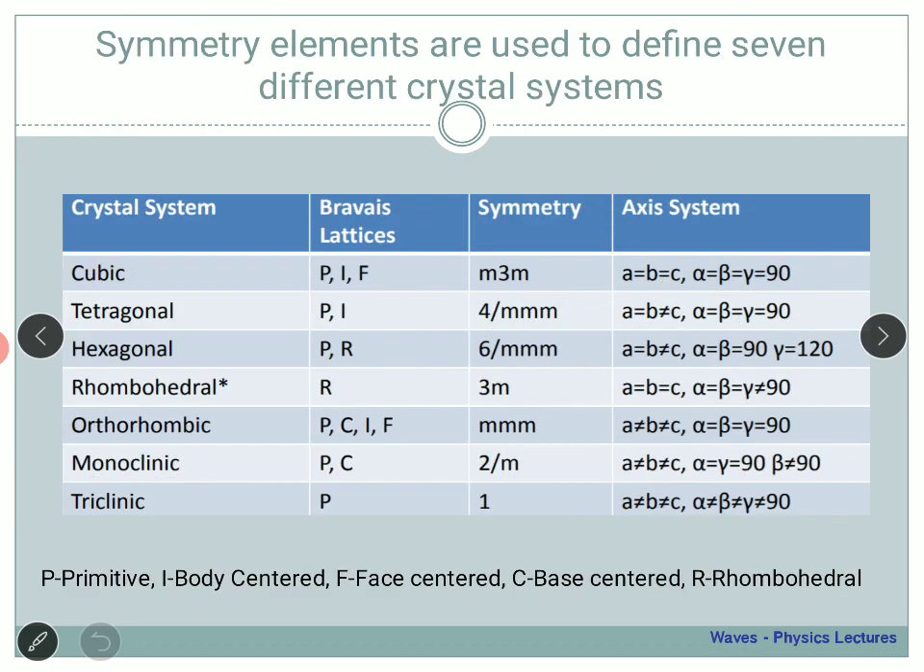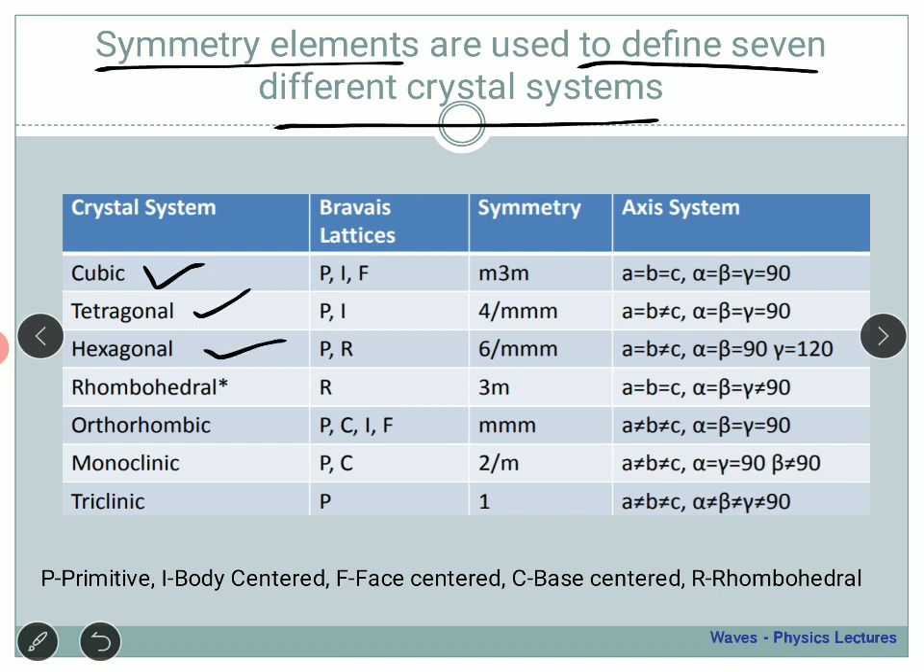So if you look into the symmetry elements, these are actually used to define 7 different crystal systems. I think you already know. It's easy to remember this: cubic, tetragonal, hexagonal, rhombohedral, orthorhombic, monoclinic and triclinic.